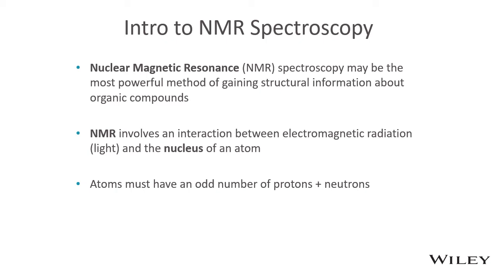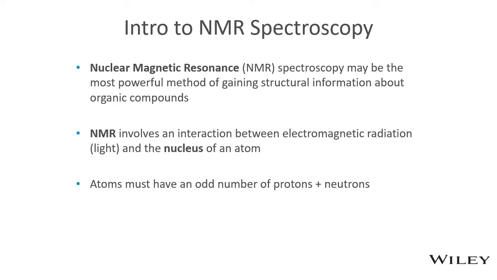So far, we have covered mass spec, which looks at masses and molecular formulas. We've also covered IR spectroscopy, which can look at bonds in a molecule. So our last section for spectroscopy will be nuclear magnetic resonance, or NMR spectroscopy. And NMR is extremely powerful. It can tell us a lot about the structural information about organic compounds.